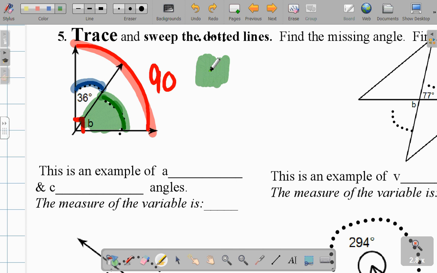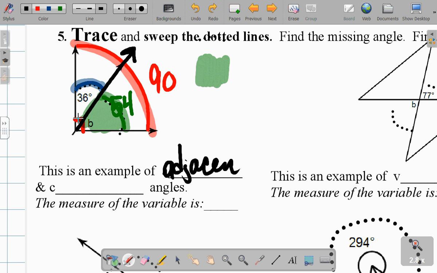Garrett, my man, what'd you get? Can you tell us how you got that? Thumbs up if you got 54, folks. Okay, now we have to go through this. This is an example. Do they share a spine, folks? They do. So they are adjacent. Do they add up to 90? Yeah, so they're also complementary. And angle B is 54 degrees.